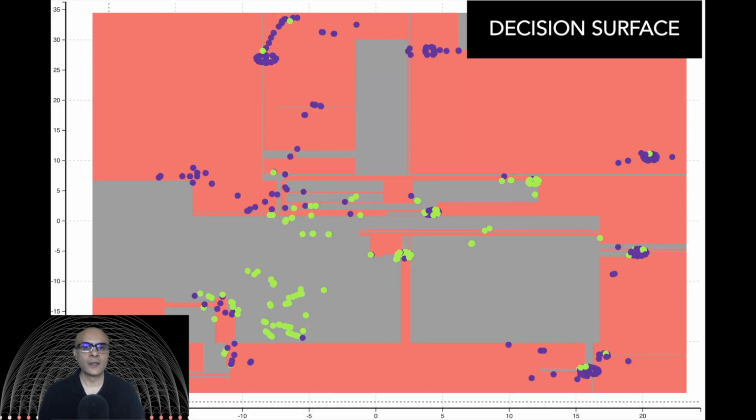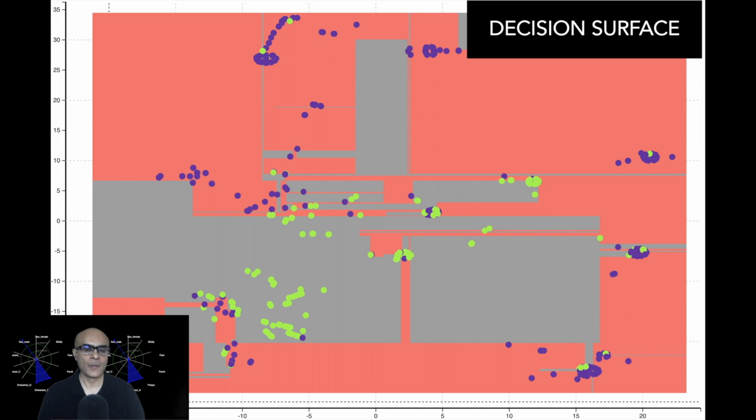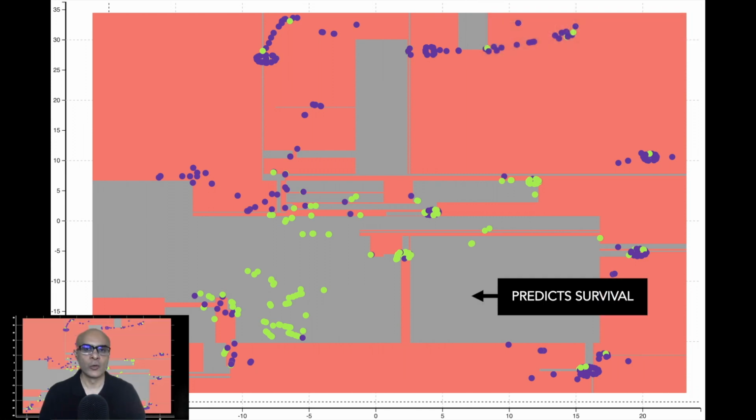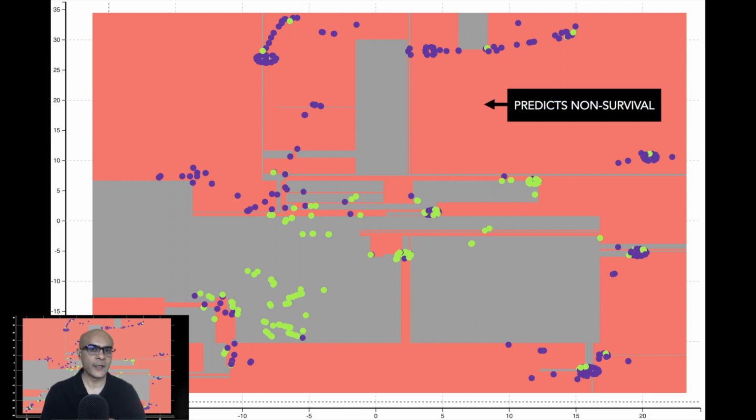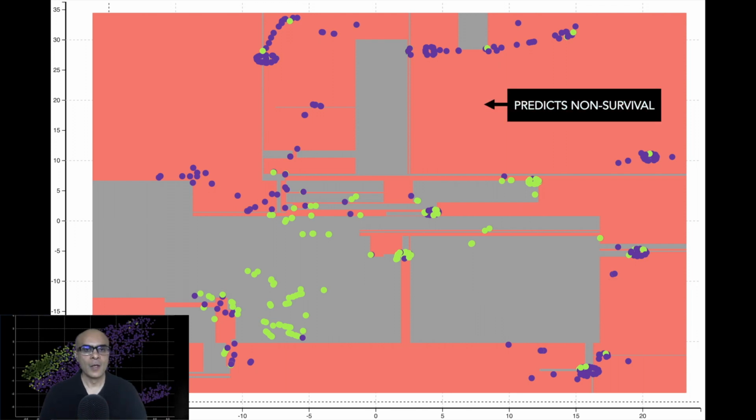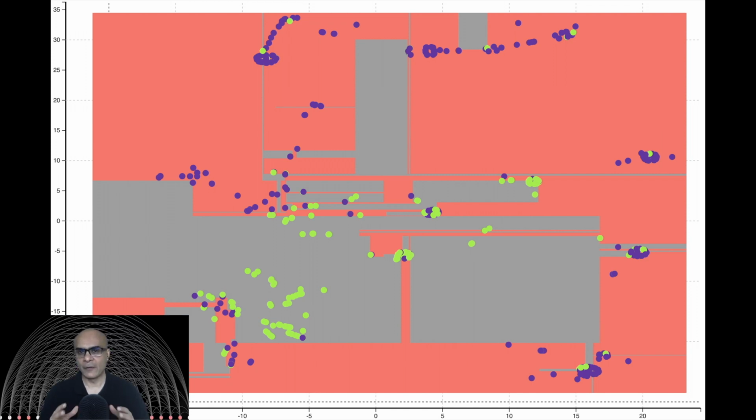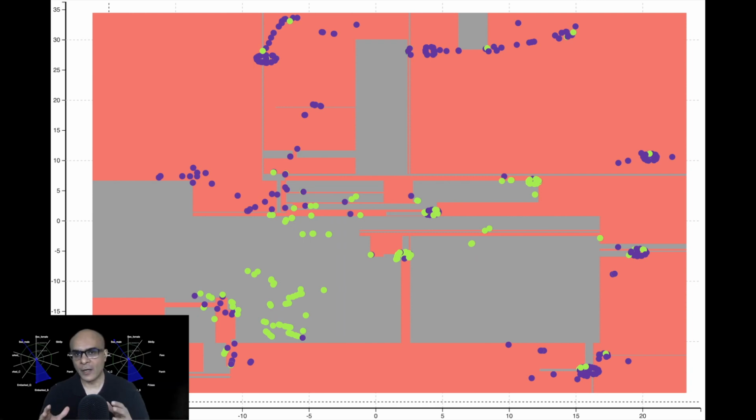Shown here is the decision surface based on the training dataset and the decision tree algorithm. The decision surface which predicts survival is shown in green color, and the decision surface which predicts non-survival is shown in red color. Now we can observe that the decision surface which predicts survival is mostly located in the middle, and the decision surface which predicts non-survival is located on the sides.